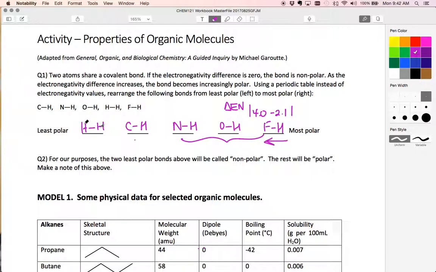Whereas hydrogen and hydrogen have the same electronegativity, so their difference is going to be 0. So 2.1 minus 2.1 is 0, so this is the most nonpolar. And carbon and hydrogen, hopefully you've been learning, have a very small difference. The difference is 0.4. So these are considered nonpolar bonds, and these are considered very polar bonds.